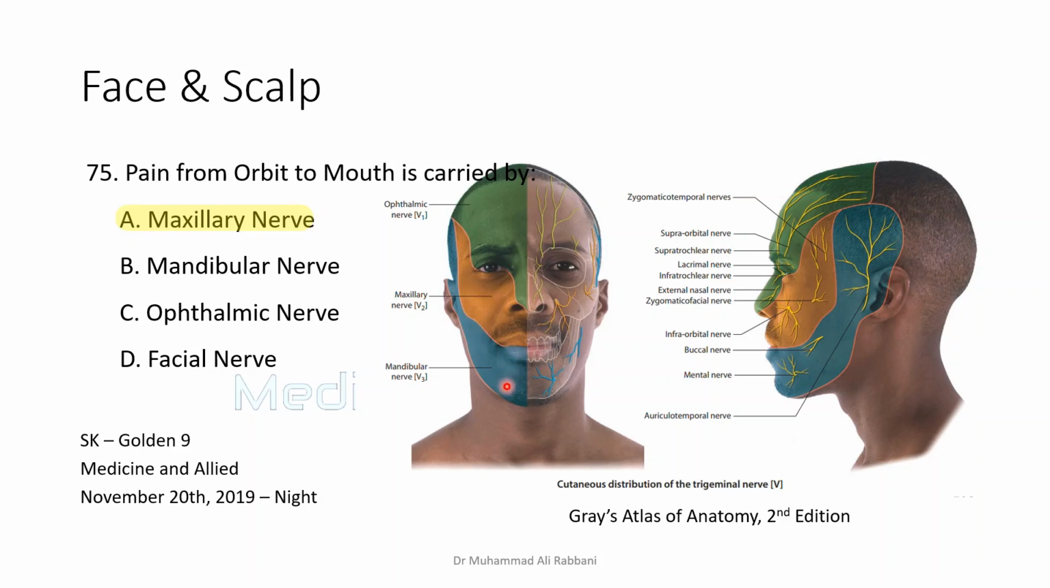Lower lip up to the chin, it is the mandibular division. And the mandibular division goes back to the front of the ear, the external ear, and all that. If we have any lecture on the head and neck, we can discuss this in detail. But this is the general idea that you should have in mind. So, the area from the orbit to the mouth has been labeled in orange color in this picture. It is carried by the maxillary division of the trigeminal nerve.